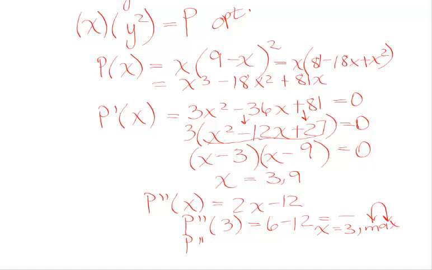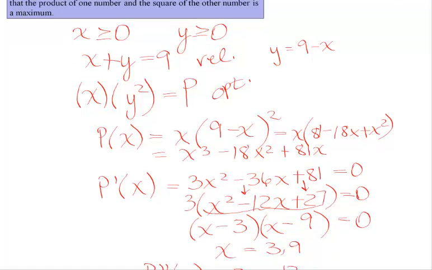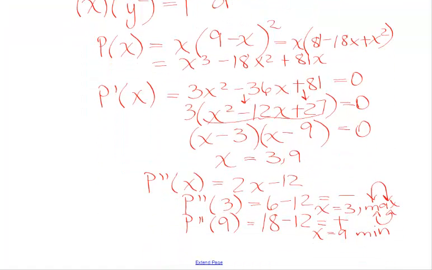Let's do P double prime at 9. 18 minus 12 yields a positive second derivative. Tells me P is concave up. x equal 9 is a min according to the second derivative test. The question says the product of one number and the square of the other number is a maximum. So that is going to happen for me when x is 3 according to the second derivative test.